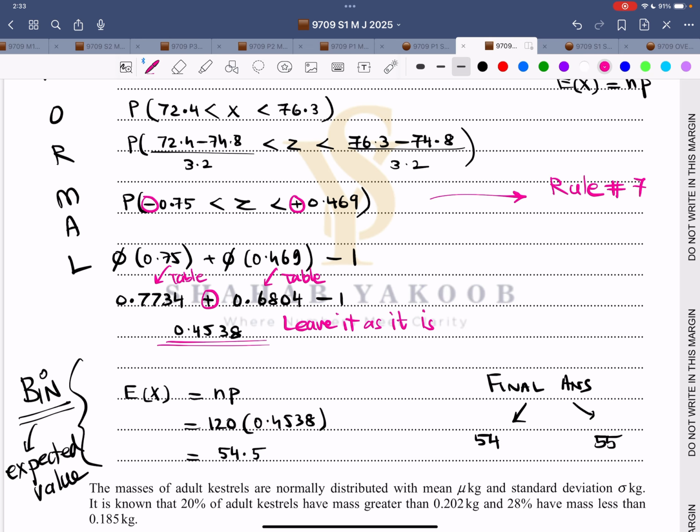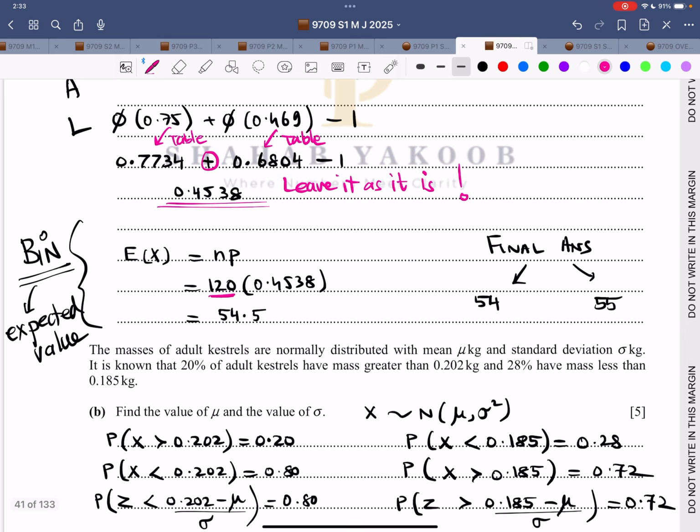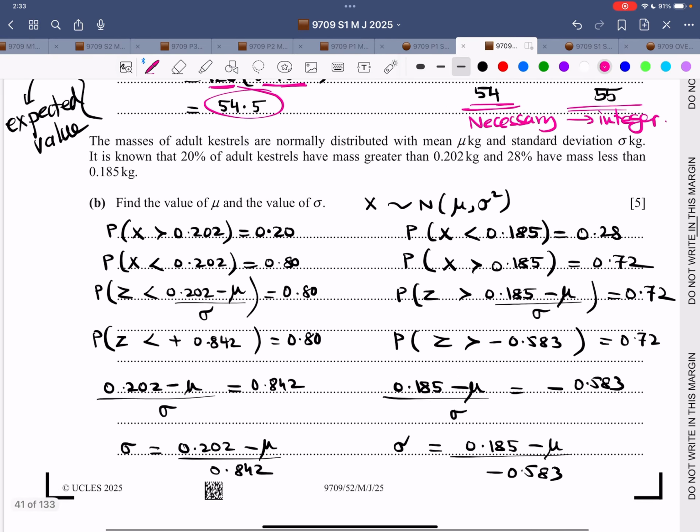Because they are not asking for probability, they are asking for expectation. So there are 120 of them. Multiply it with the probability, you get this answer. You can either write this as 54, you can write this as 55. It's necessary to write this thing as an integer, whether you round it up or round it down. Doesn't make a difference. So question number 7, the first part is done.